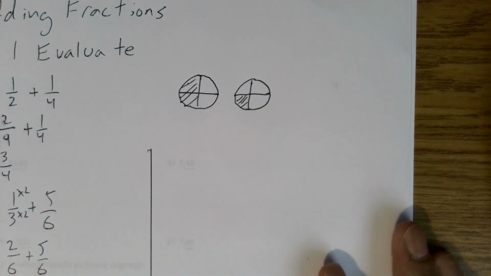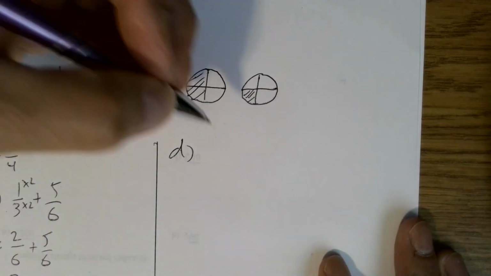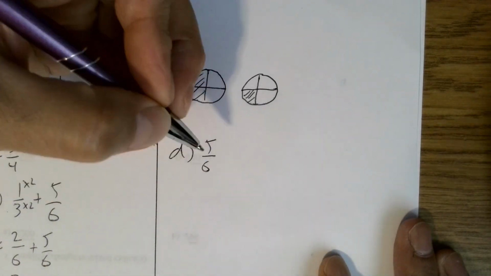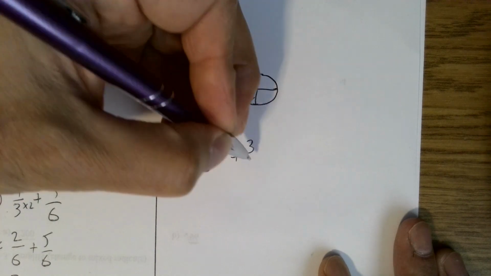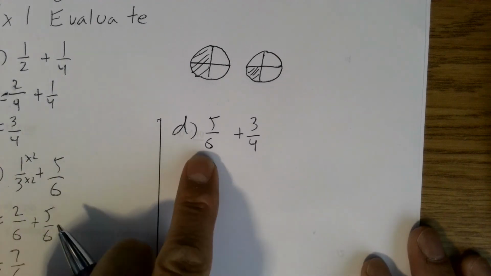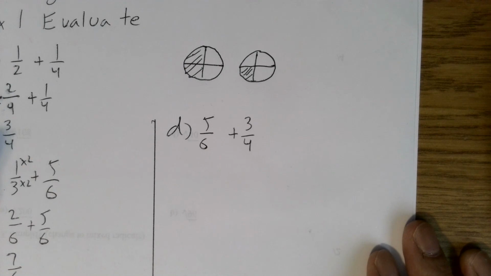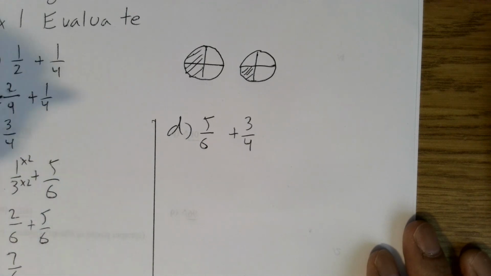Let's go back up to the top of the page here. Another grade 8 question. 5 over 6 plus 3 over 4. And again, we need a common denominator. You can always get a common denominator by multiplying the two denominators, but that's not always the best idea because we always want to have our answer in lowest terms. So in this case, our lowest common denominator is going to be 12.